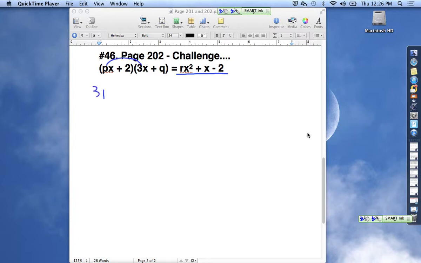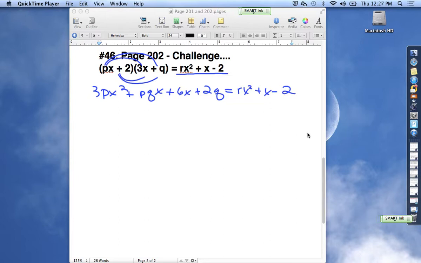That gives me 3px squared plus pqx plus 6x plus 2q. And this should equal rx squared plus x minus 2. I need to do a little bit of analysis here to figure out what's the easiest thing. The first thing that comes to mind: 2q, that product must equal negative 2.